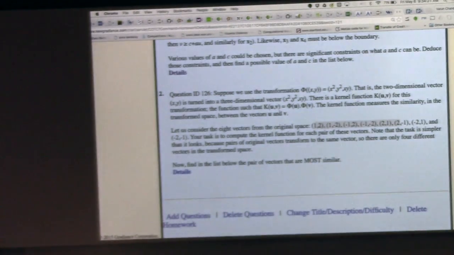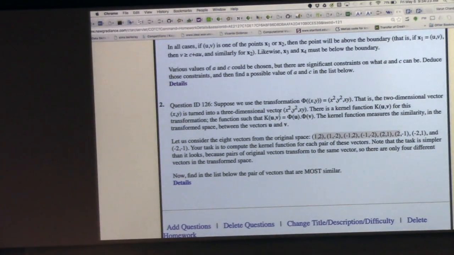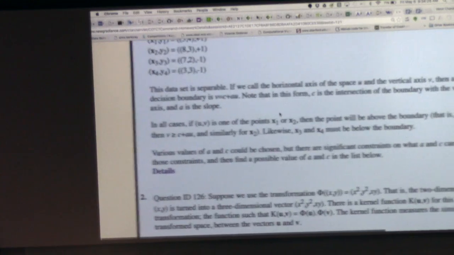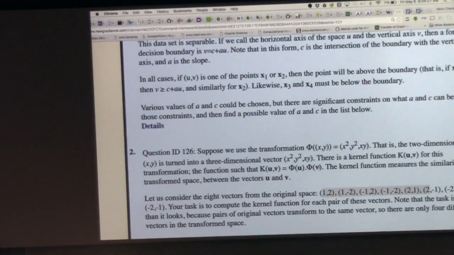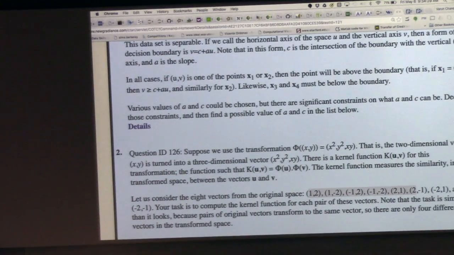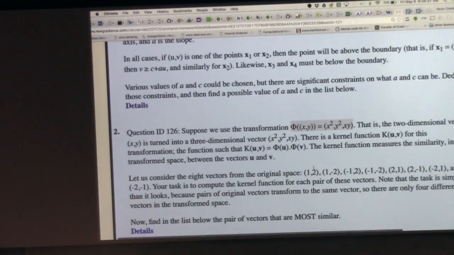So this problem. Here we are talking about kernel transformation, right? The idea is that we have some kernel function, and actually here we have some basis function expansion. Then we want to convert our data, which is in two-dimensional space, into this new space and compute the similarity in that space.